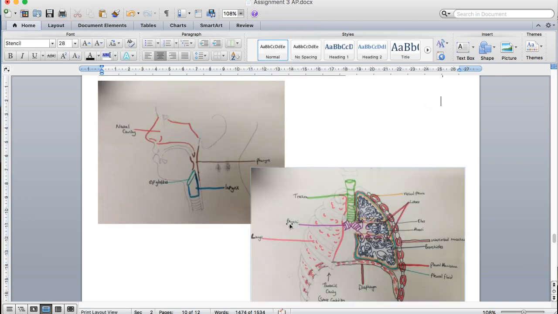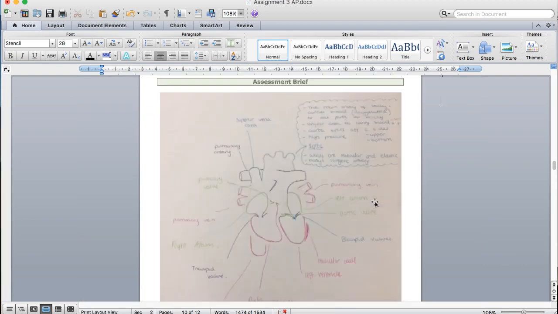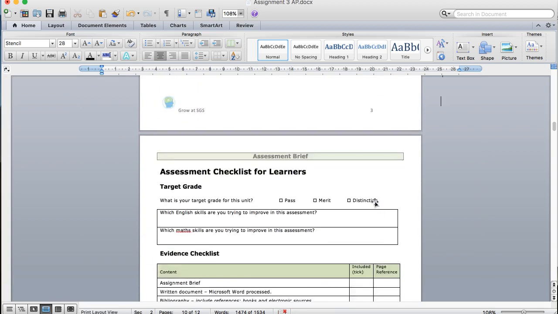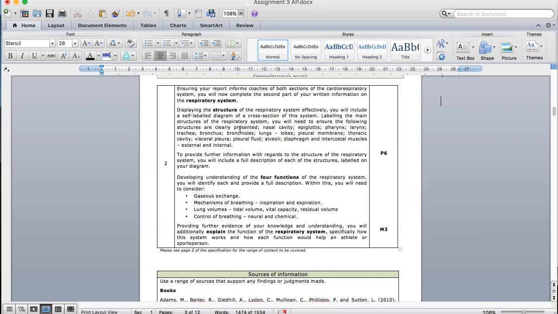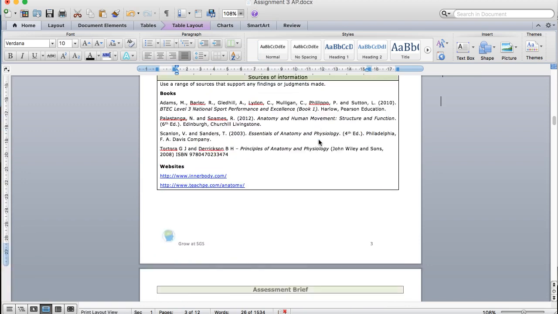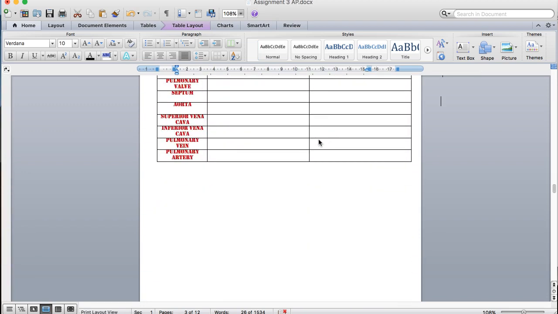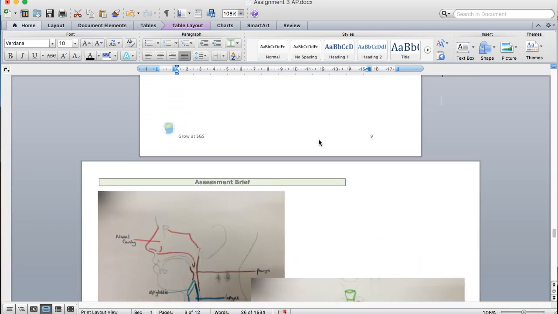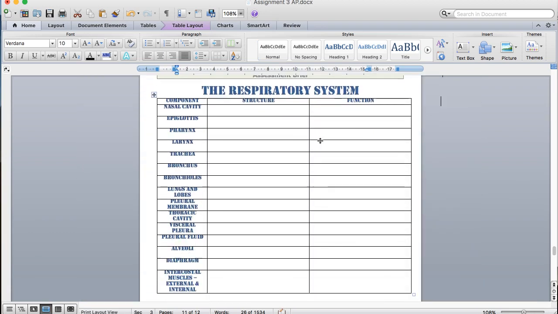And I can then mark it and see that you've covered each of the components. Again, the components are in the brief. So if we go up to the brief, all of the components that are required to be covered in the respiratory system are listed here, so you can tick them off to make sure that they're labelled on your diagram. Go back down to where we came from. So I know I've done that bit. I then do this bit, okay?